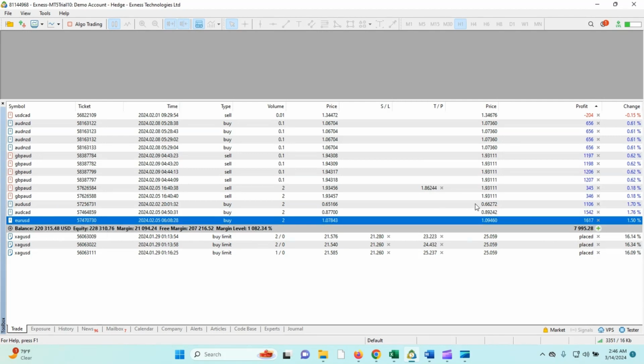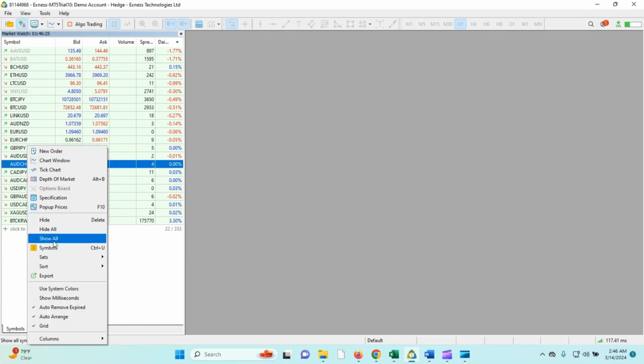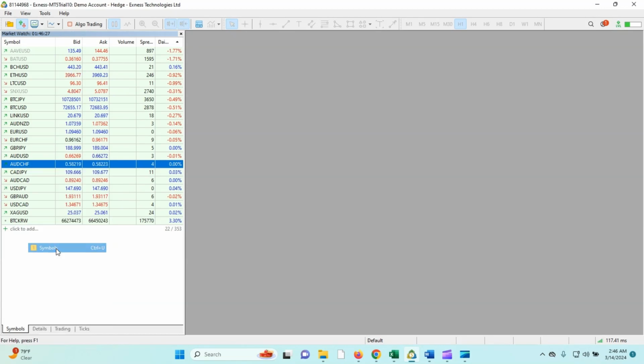Euro USD, we have 1,600 pips. So let me see if we can do a top-down analysis on Australian dollar CHF, that is Australian dollar Swiss franc currency.